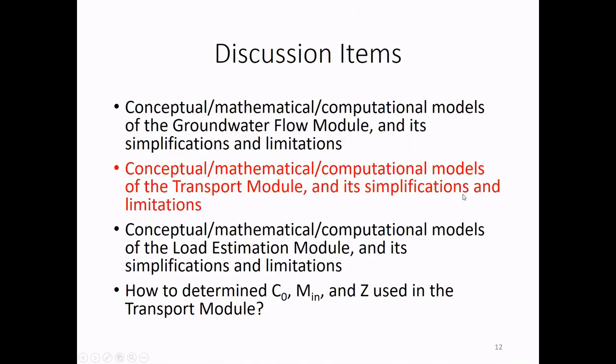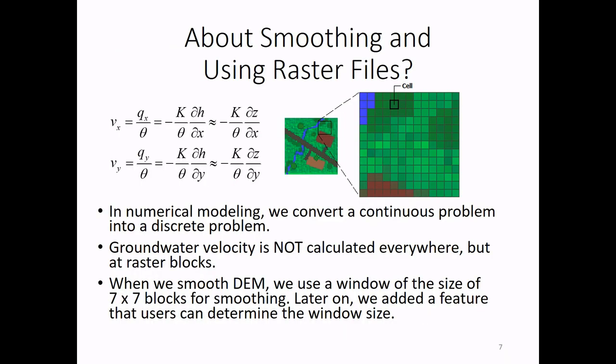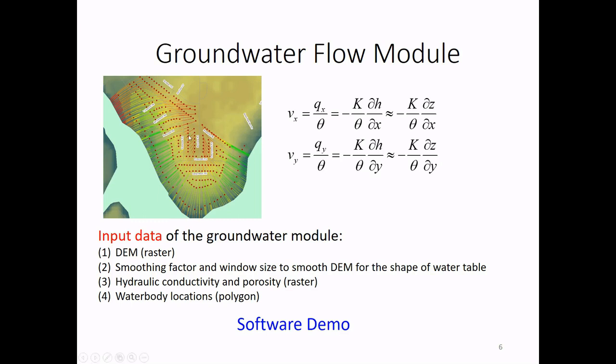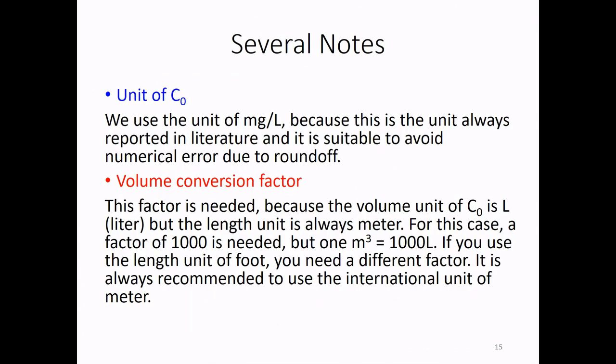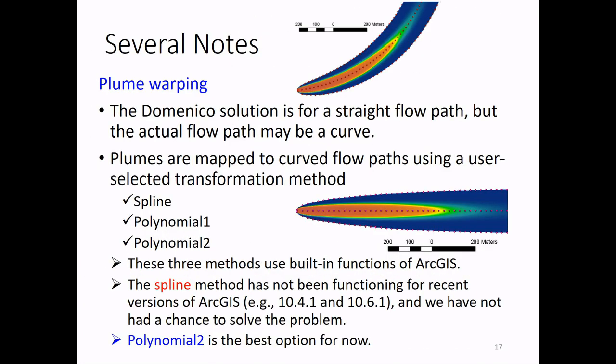But you have seen that before: the flow direction is not a straight line. Look here, there's some curve, and we need to consider that curved flow path for the plume calculation. So what we did is use a function built into ArcGIS called warping. Here, this is what the Domenico Robin solution gave, a straight line of flow. If the flow path is actually curved, you warp this flow along this curve.